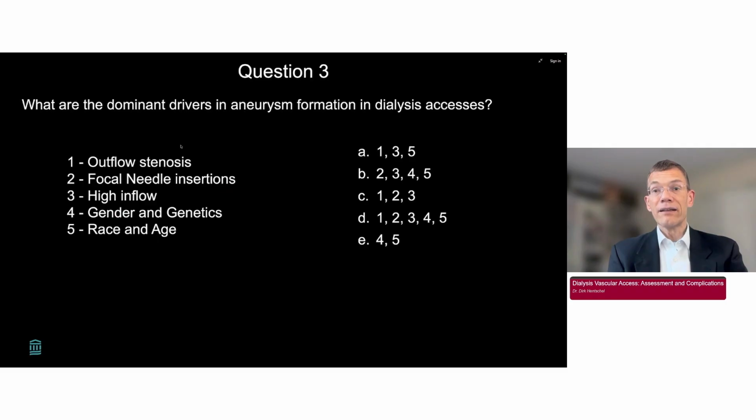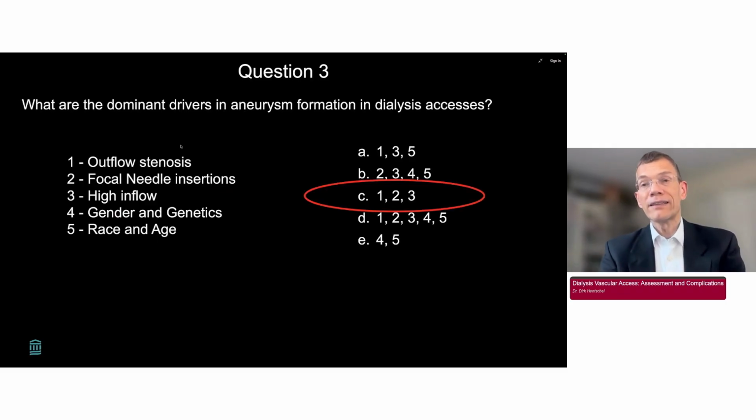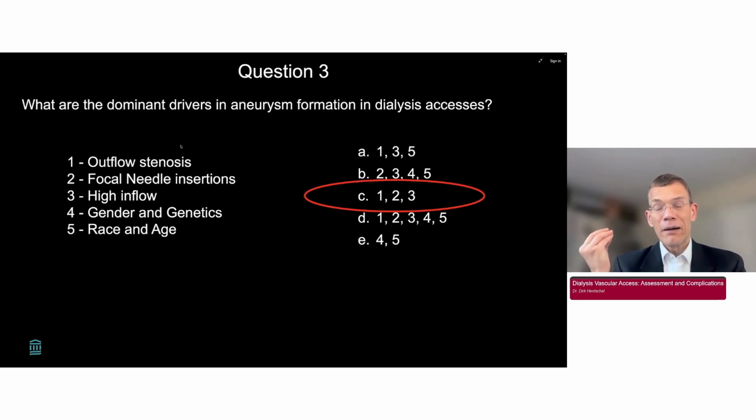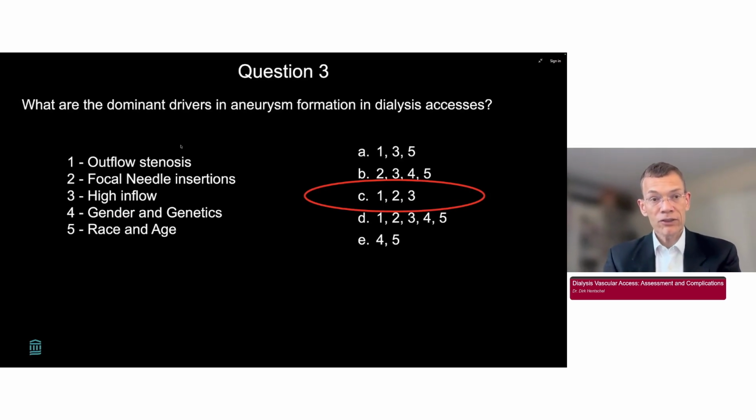I can see the votes coming in. And what I think is, and what the community of people taking care of dialysis access thinks, is really the combination of three things: recurrent outflow stenosis, the amount of flow volume that goes in, depending on the outflow stenosis, with higher flow, you have higher intra-access pressures, and focal needle insertion that then predisposes to this outward remodeling of the needle insertion sites.